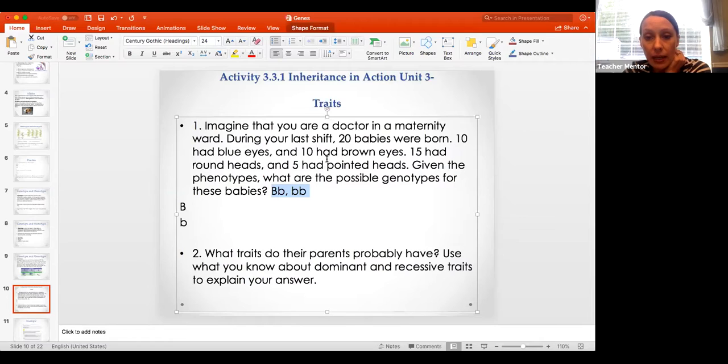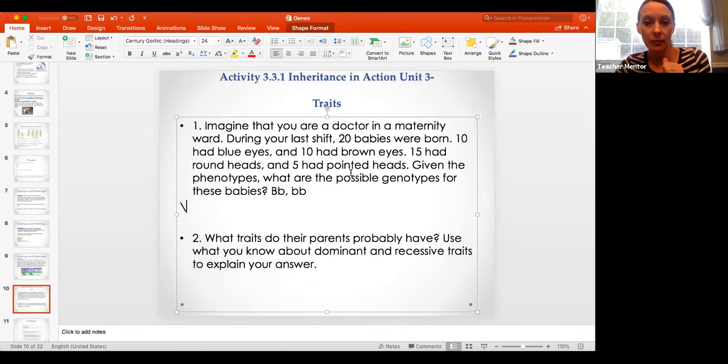So in that case, the options for our genotypes would be a heterozygous, capital B for brown, lowercase b for blue. And then the other option is we would have a homozygous, lowercase bb. Okay, so sometimes when I see this, students will say, well, what about BB? Well, we can't have a homozygous dominant because we've got blue eyes. So that tells us that it has to be a lowercase.